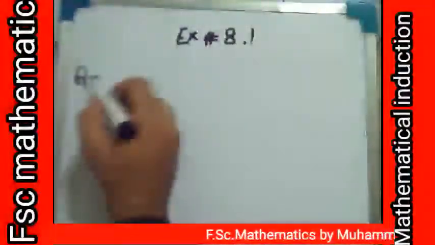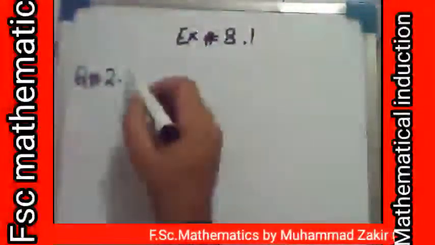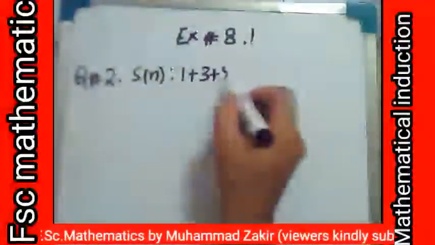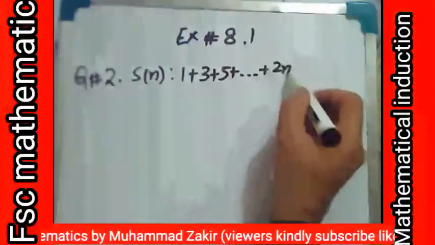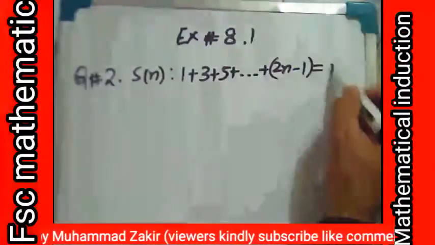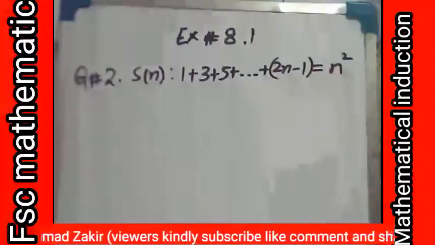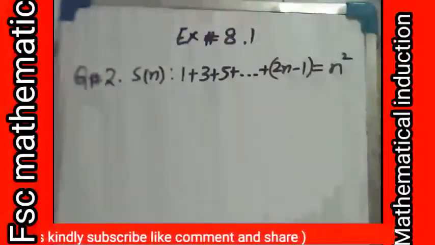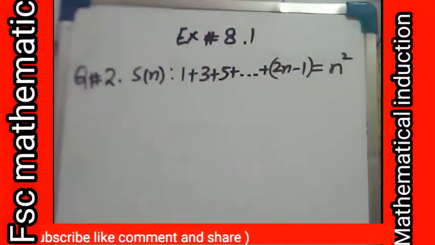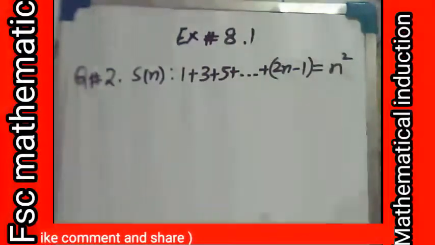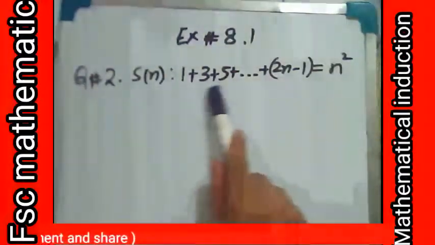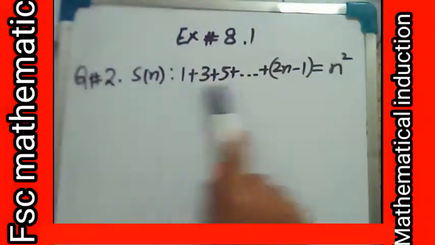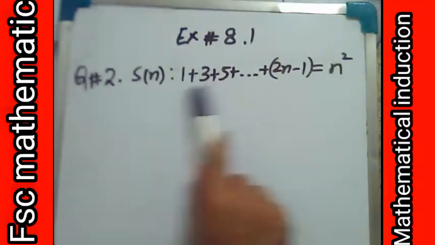Question number 2, look at it. What it states, the statement of the question, is that 1 plus 3 plus 5 and so on, up to 2n minus 1, is equal to n square. Before starting this chapter, usually FSC students have studied Unit 6. Unit 6 tells us what this structure is. This structure is called a series, an arithmetic series. 1, 3, 5, and so on.